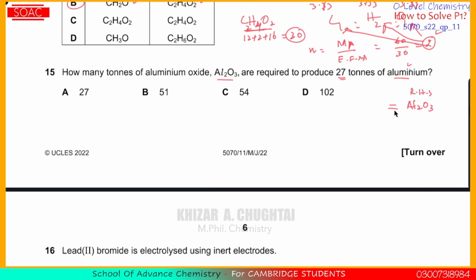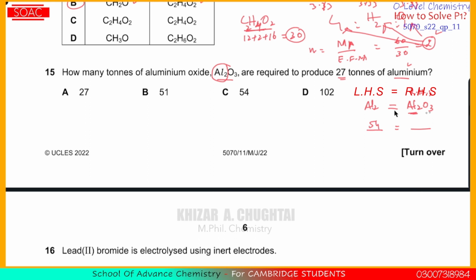What is given? Given is aluminium. So what is the mass of aluminium in this Al2O3? How much aluminium is here? Al2, right? Al2 over here. So first of all, I'm going to find the masses from this data. What will be the mass of Al2? That is 27 into 2, 54 gram.